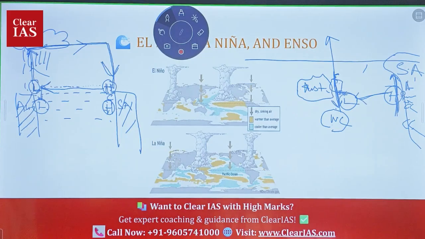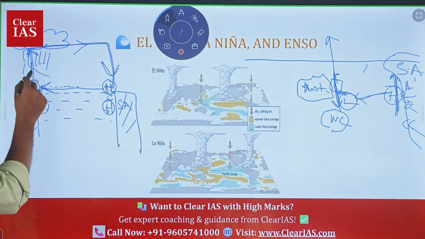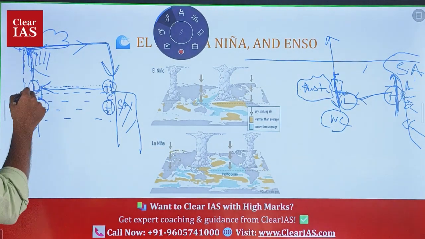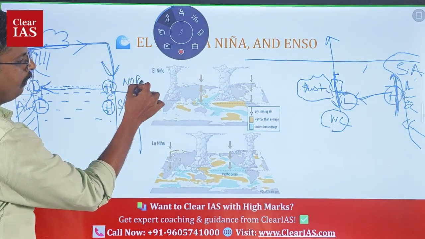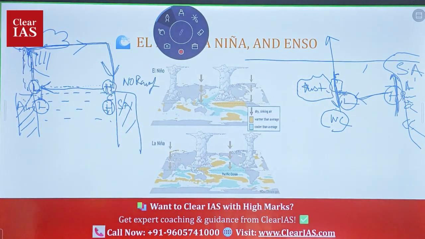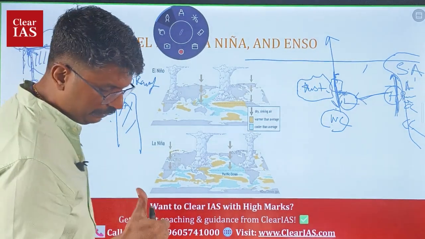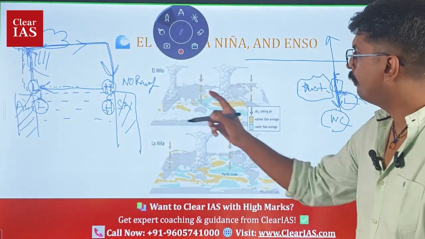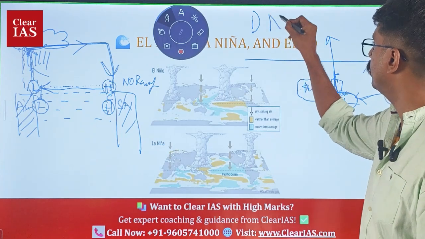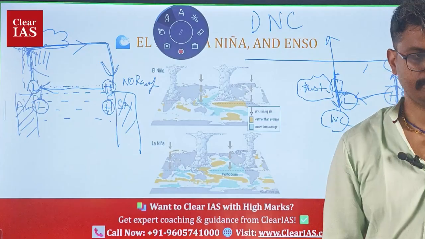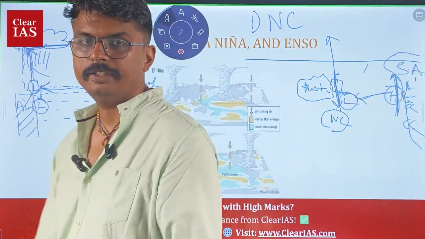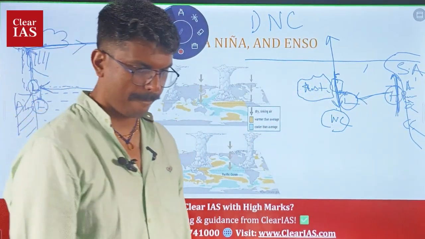So in normal condition, which area would get rainfall? Australia, because air is rising up, cloud formation, rainfall will happen in Australia. South America, no rainfall. All okay? Very good. Now this is the first condition. We are going to call it the normal condition.